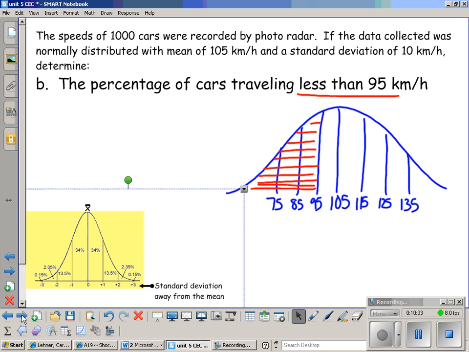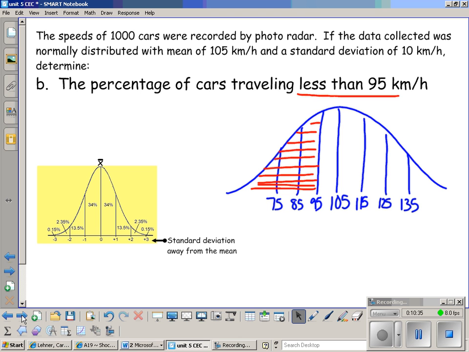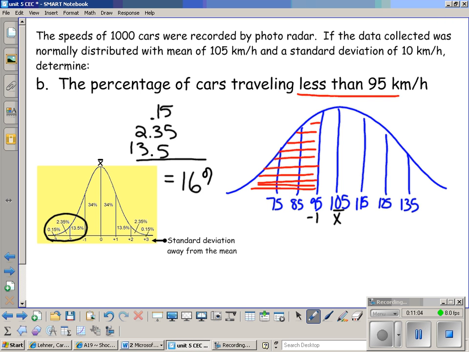So if we go back to our chart here, 95, here's our mean. 95 was at -1 standard deviation. So we want the data that's all to the left of -1. So we need to add 0.15% plus 2.35% plus 13.5%. And when we add those together, we'll find the percentage of cars that were traveling less than 95 kilometers an hour, 16% of the vehicles.